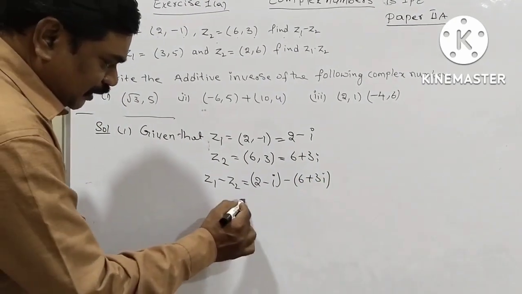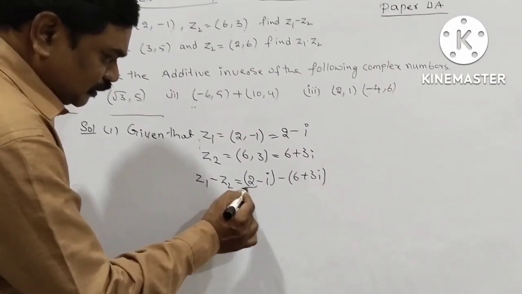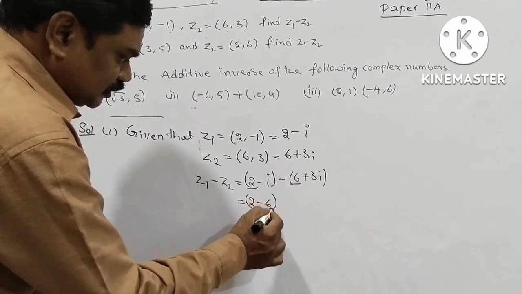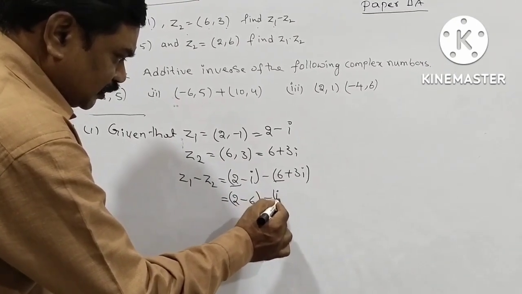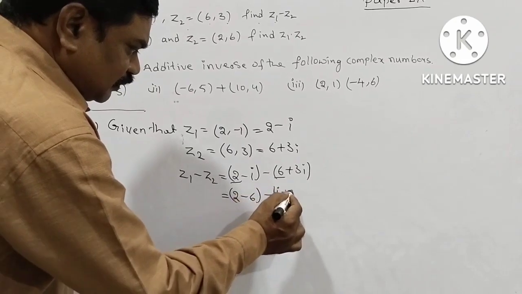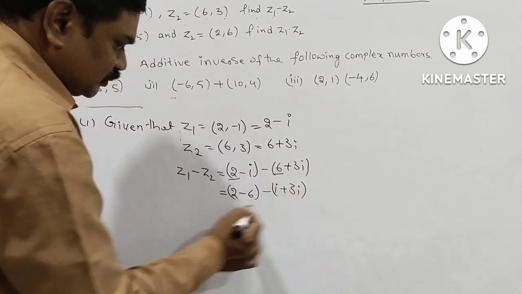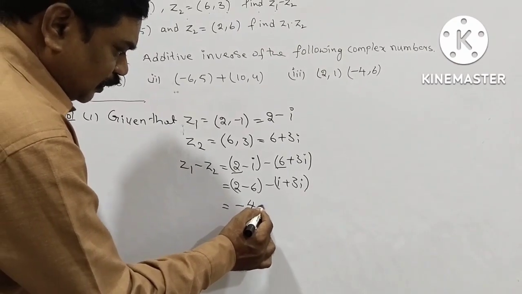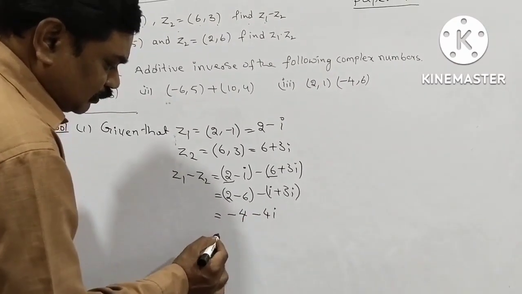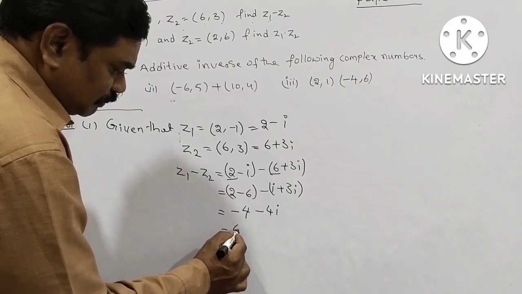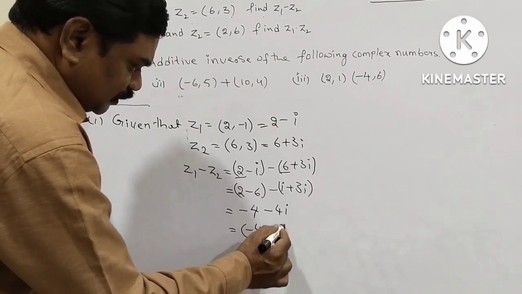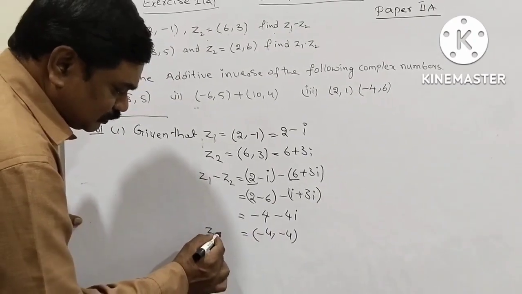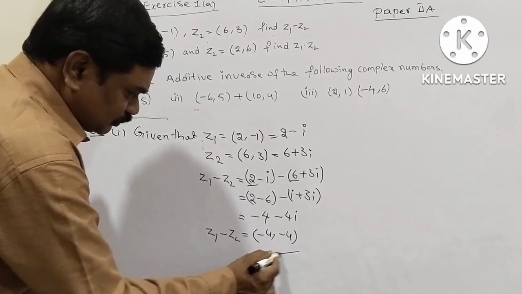It can be written with the real parts together: 2 minus 6, and the imaginary parts: minus i minus 3i. So 2 minus 6 is minus 4, giving minus 4 minus 4i, which as an ordered pair is (-4, -4).